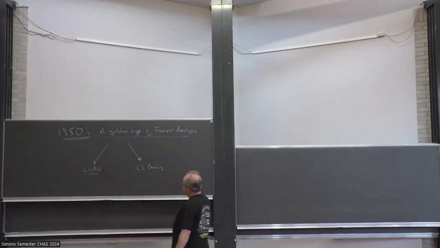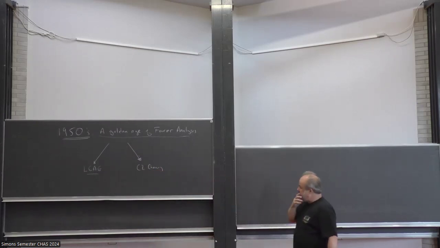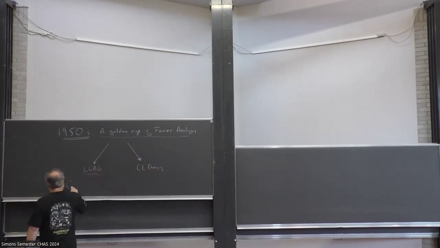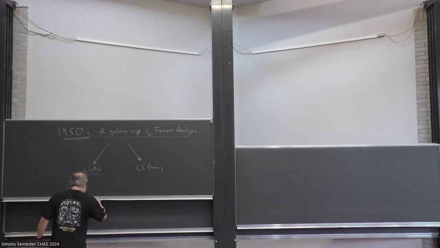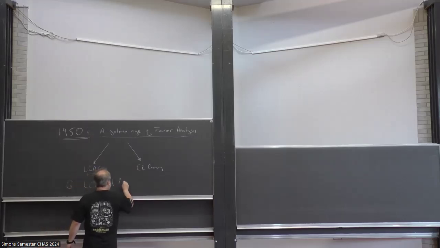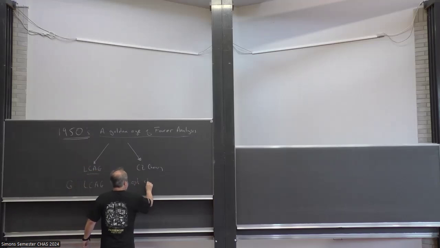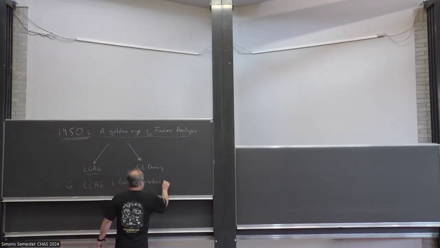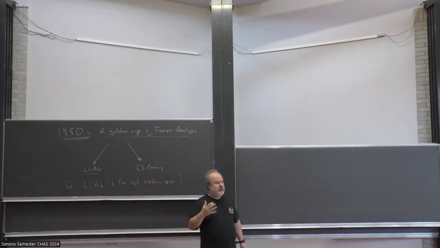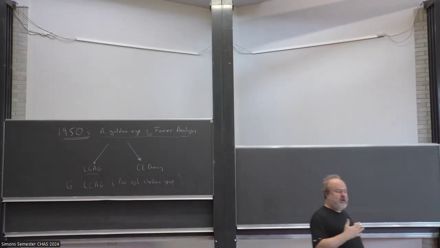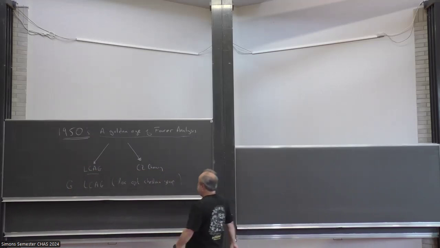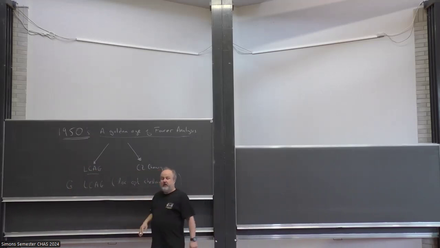And so what I want to do is just to review a little bit. I'll start with locally compact abelian groups. I'll call G a locally compact abelian group. By which I mean it's a topological group. So I have an abelian group. It has a topology which is compatible with the underlying additive structure, and the topology is a locally compact topology.